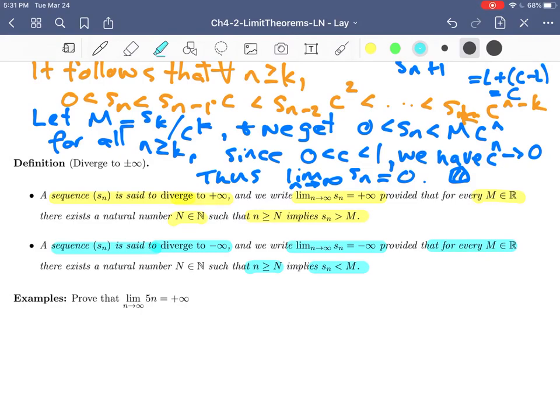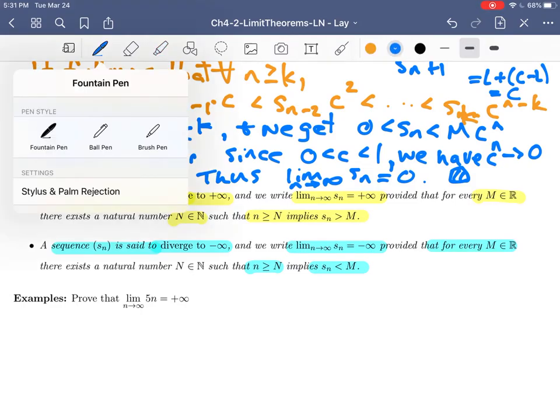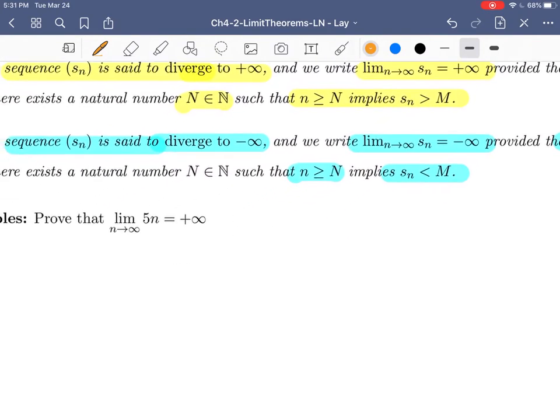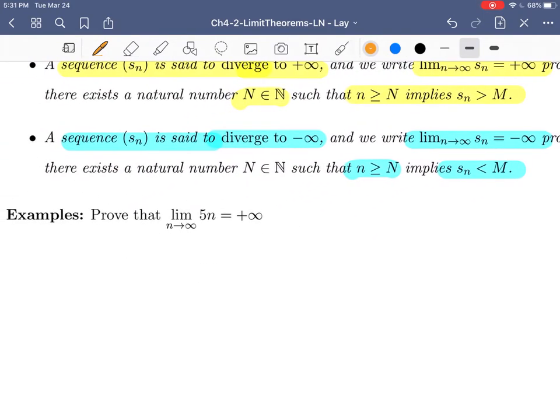All right, so let's use this definition to prove that the limit as n goes to infinity of 5n is actually equal to positive infinity. The intuition is pretty natural there, but how do we go about proving this? And so here is our proof.